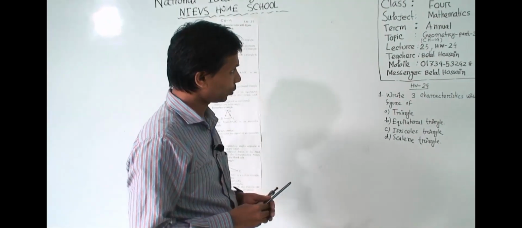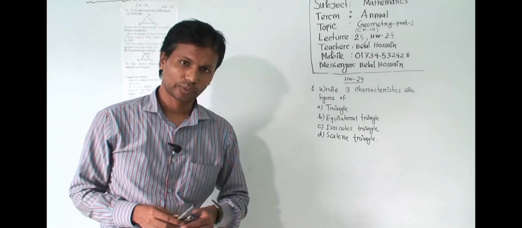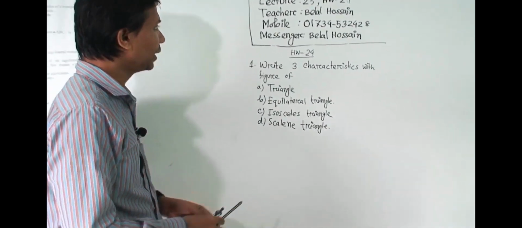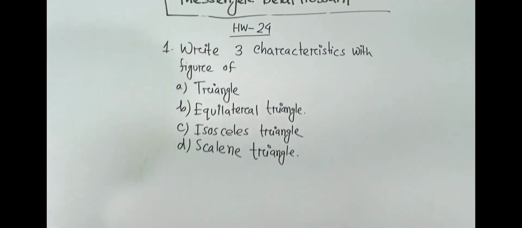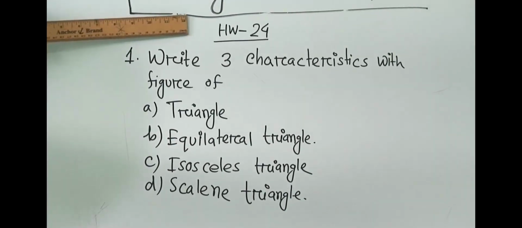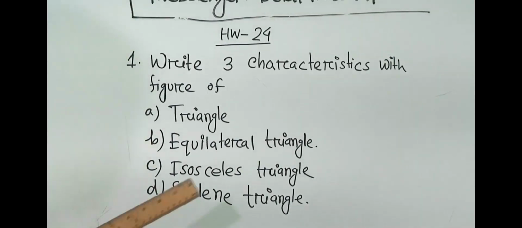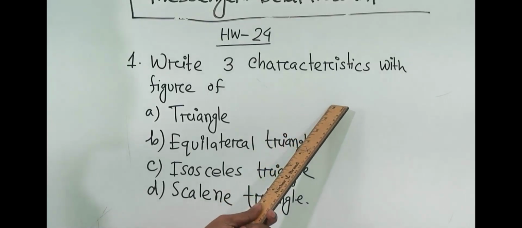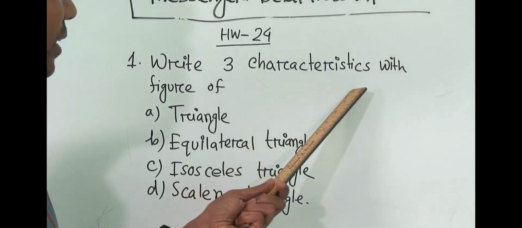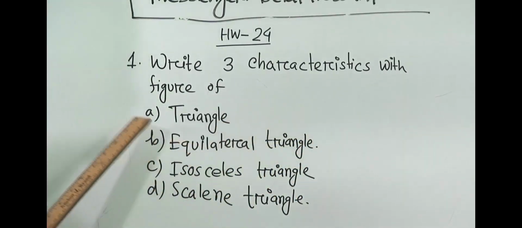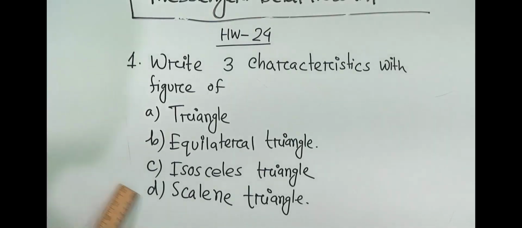Now I will talk with you about our HW. You see HW number 24, number one: write 3 characteristics with figure of triangle, equilateral triangle, isosceles triangle and scalene triangle.